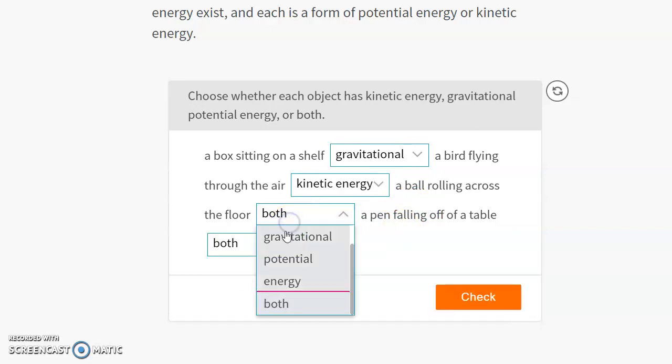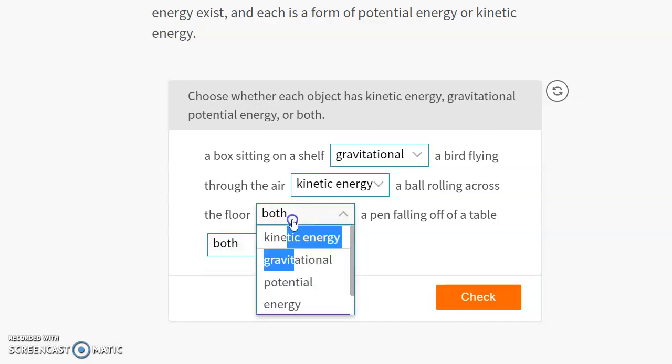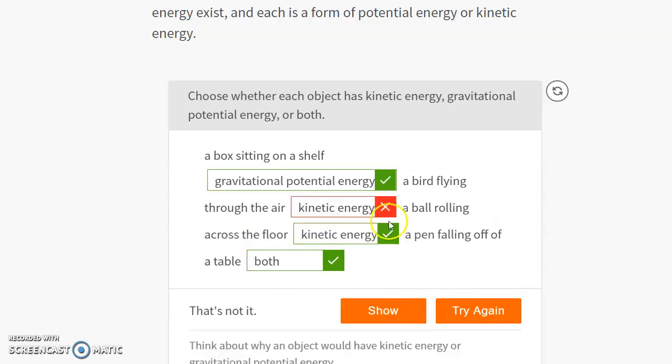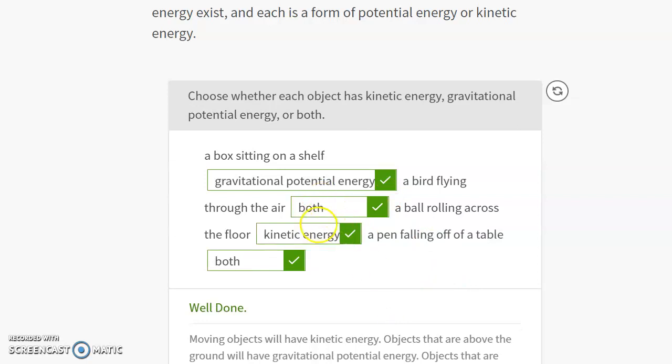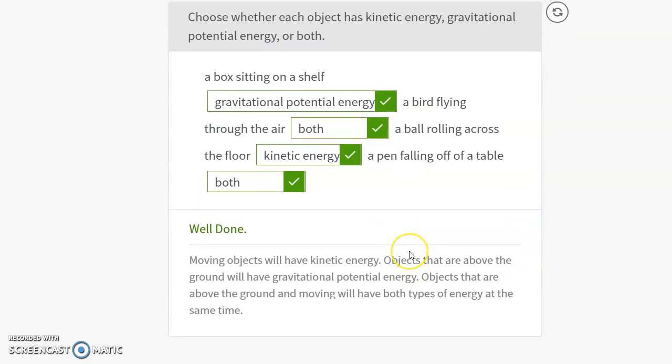Actually, I want that one to be both. Because I feel like a ball rolling across the floor, they're saying it's in the middle of rolling, so they're saying it's kinetic. Let's see. So close. A bird flying through the air, it must mean that they have both. Yes. So the bird flying through the air, they're saying that when the bird maybe is flapping the wings, that's when it has that kinetic energy. But if it's just gliding, it has potential energy. Tricky.